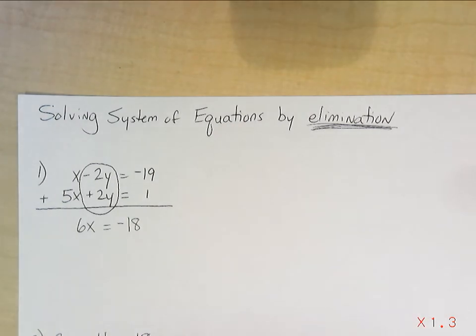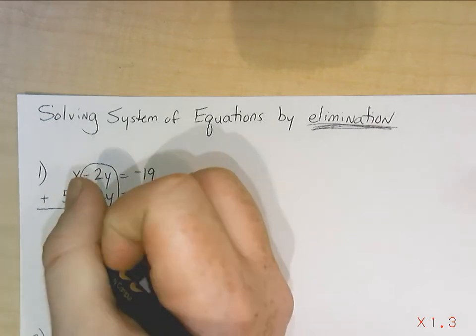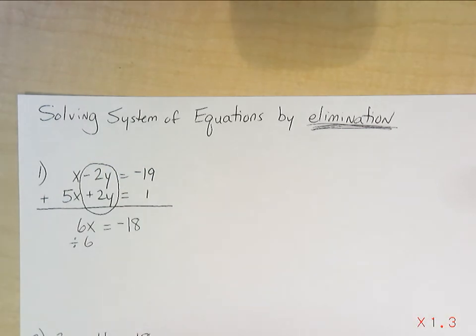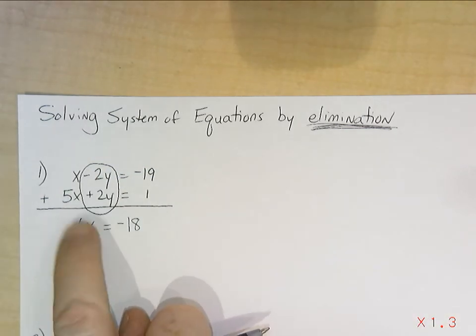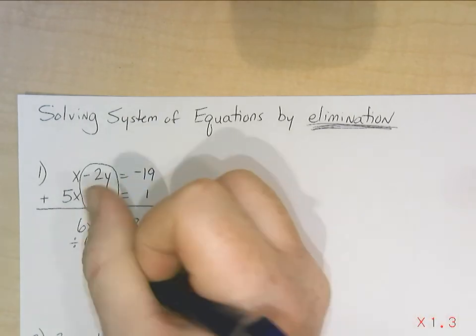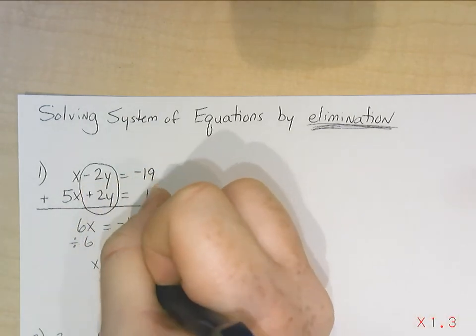We solve for x, and then we have our value for x, and then we move on to find our y. So we're going to divide both sides by 6, right? Because 6x means 6 times x. So divide by 6. This cancels out completely. Whatever we do to one side, we do to the other. So we've got x equals negative 3.